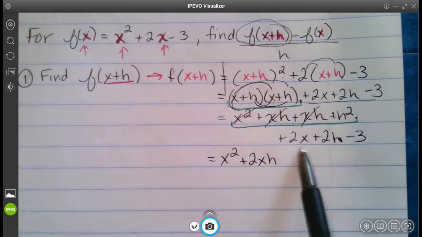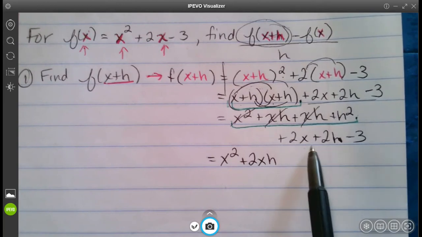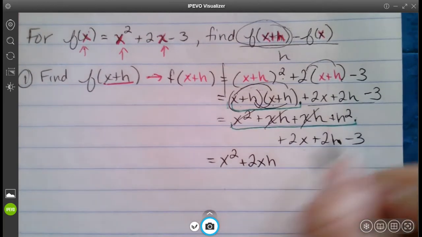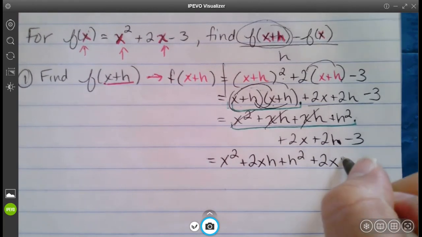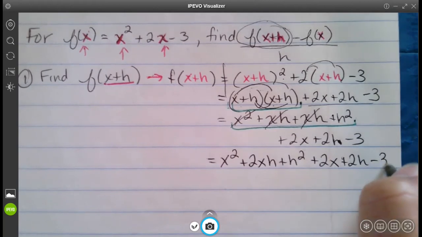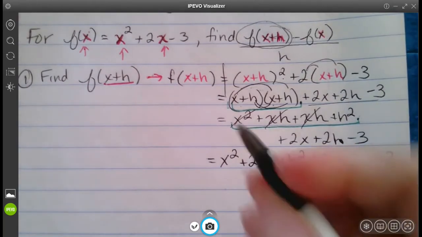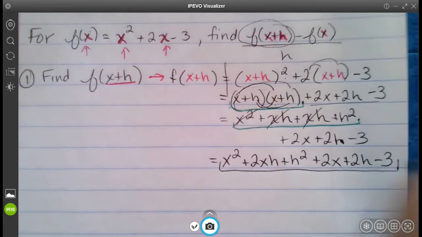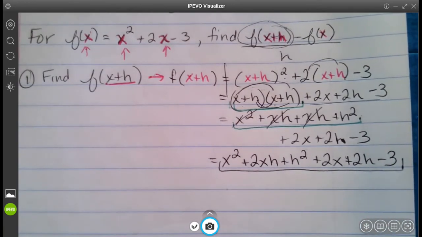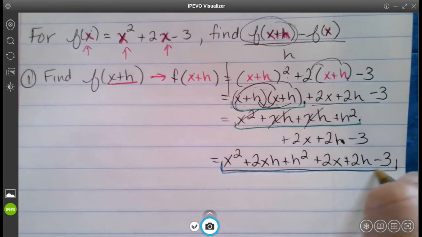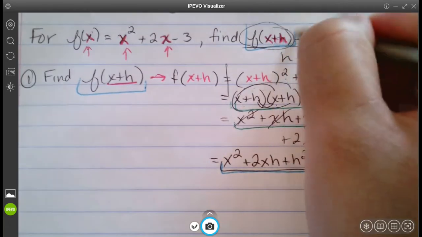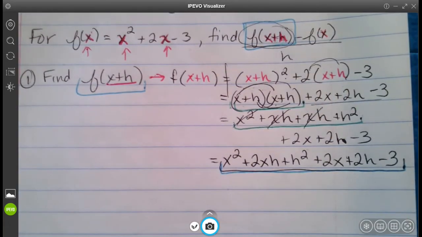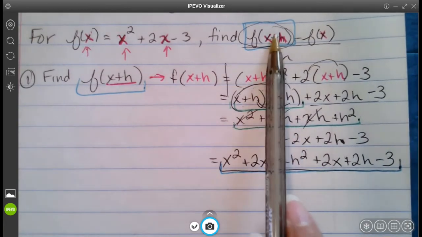Okay, and then these guys are just kind of by themselves. I can't really do anything with them, so I'm just going to write them out. And same with the h squared, so plus h squared plus 2x plus 2h minus 3. So this entire thing right here is going to replace, and I guess I can color code this, this part only. Okay, so now we're going to plug all this into this right here.